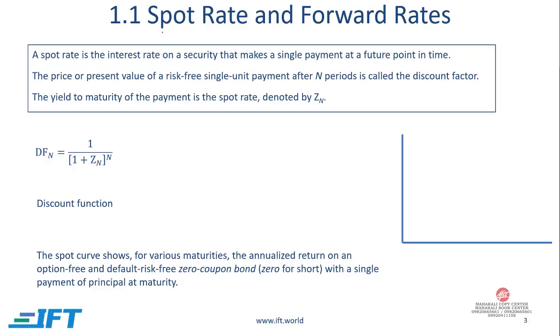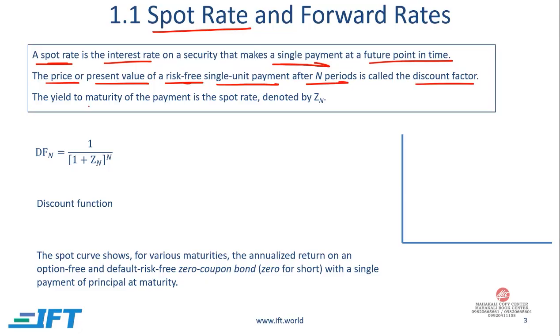Let's now understand the concept of spot rates. A spot rate is the interest rate on a security that makes a single payment at a future point in time. The price or present value of a risk-free single unit payment after n periods is called the discount factor. The yield to maturity of the payment is the spot rate, and this is denoted by Zn. And the relevant formula is shown here. The discount factor for n periods is equal to 1 divided by 1 plus the spot rate raised to the power of the number of periods.